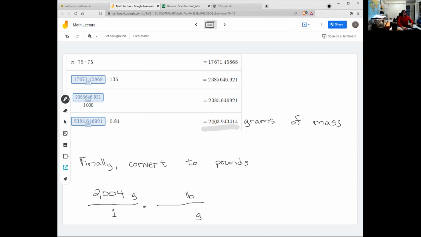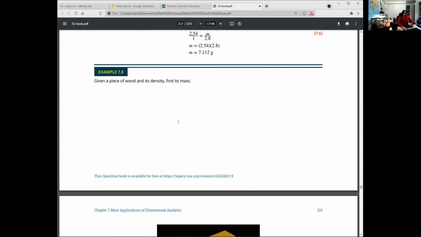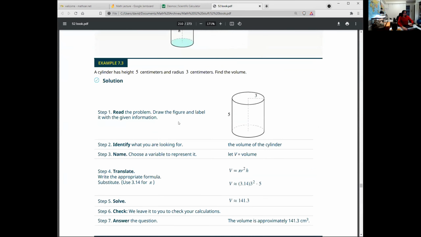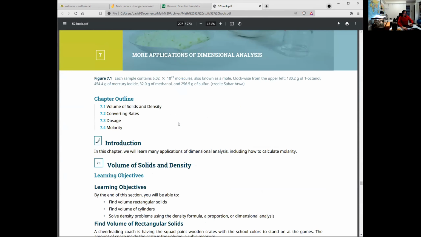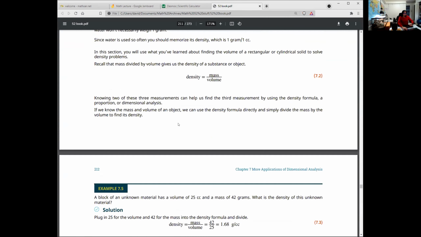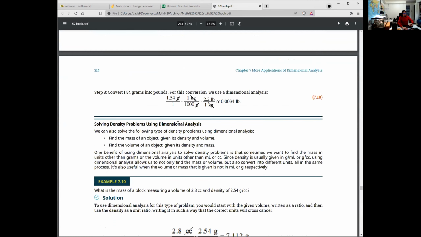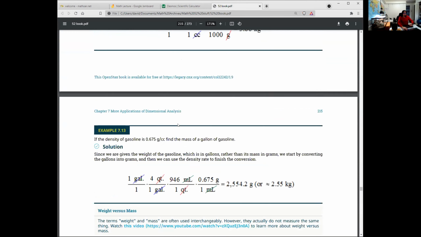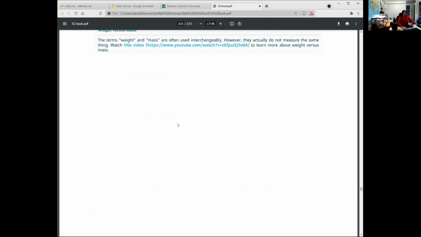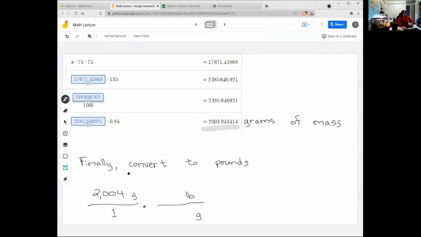I don't happen to know that. I assume the book told me that up above somewhere. If not, we can Google it. No, it's not up in the volume area. Okay, well, I'm going to use the fact that 1,000 grams is a kilogram, because that one I certainly know.